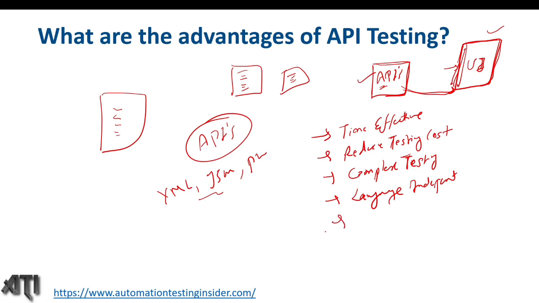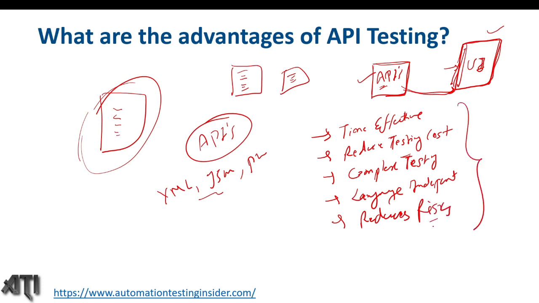Another advantage of API testing is that it reduces the risk. There is a lot of risk involved in payment related functionalities, right? So as early as possible we can perform testing on different risk related or business risk related items. So it reduces the risk as well. So these are the different advantages of doing API testing.